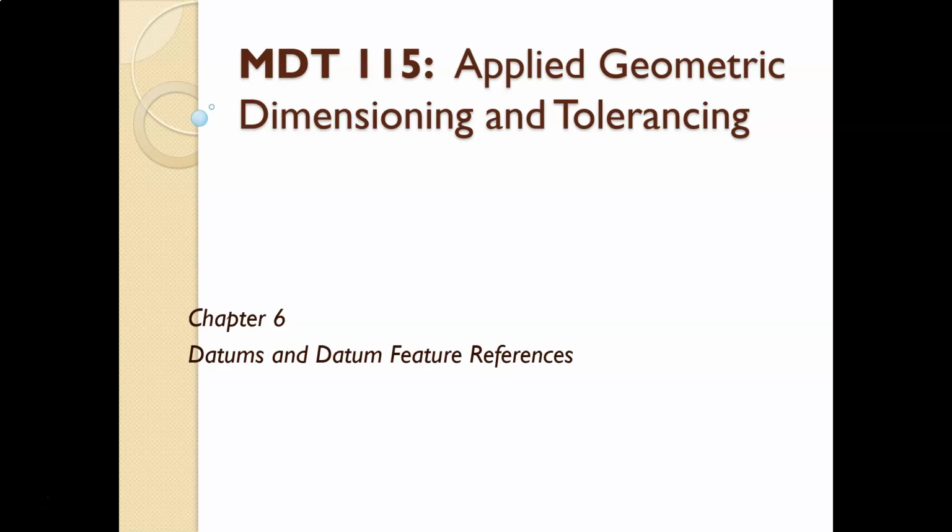Okay, we're going to get started with Chapter 6, the Datum chapter in our GD&T class. This is a very important chapter because datums are going to be used throughout all of the geometric tolerancing that we're going to do from this point forward. The only type of GD&T tolerance that does not use datums is, as you just saw, the form tolerances. So this is an important topic.